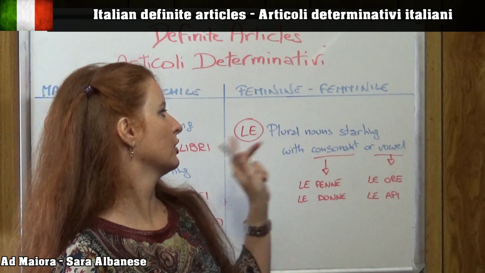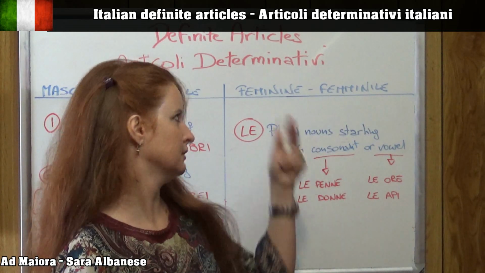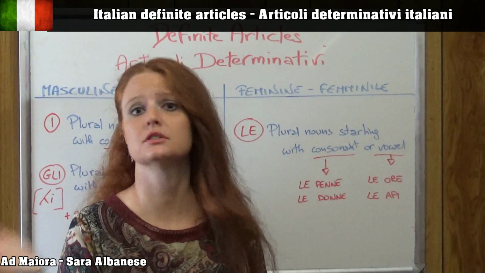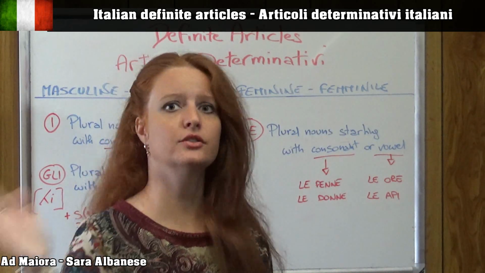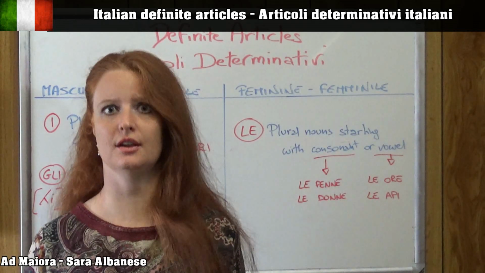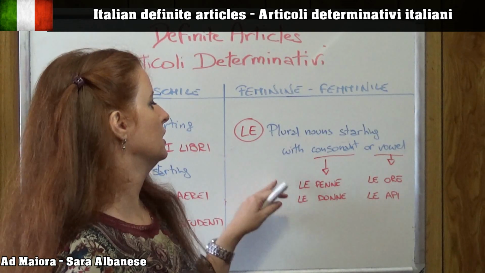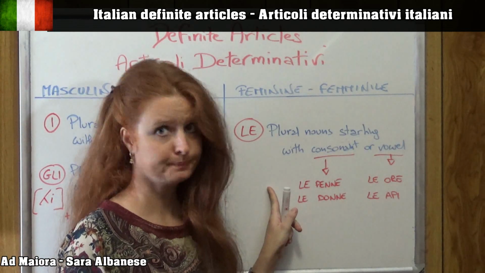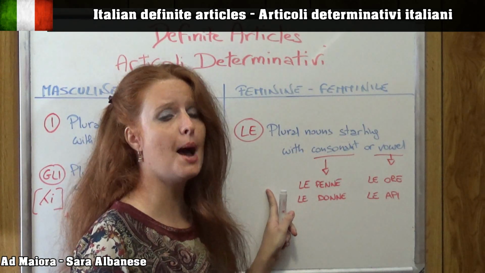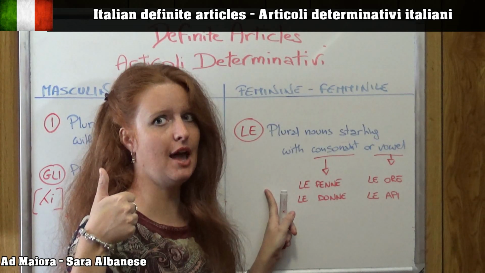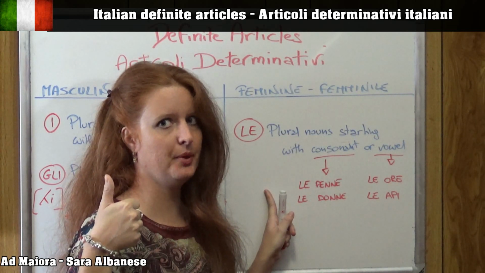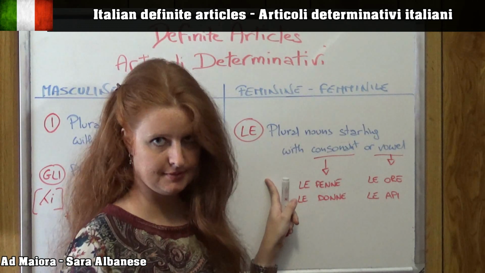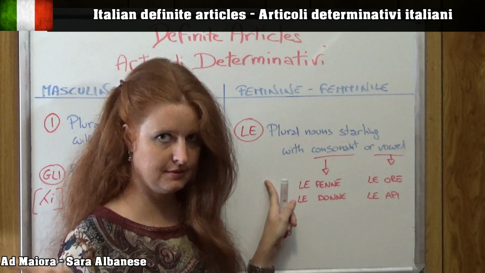Le. We use it for plural nouns, obviously, feminine plural nouns, starting with both a consonant and a vowel. Okay? Either a consonant or a vowel doesn't change a thing. Okay? So, examples with a consonant, le penne. You remember before, la penna, one pen. Okay? La penna. The pen, one. Le penne, the pens, many. The pens.